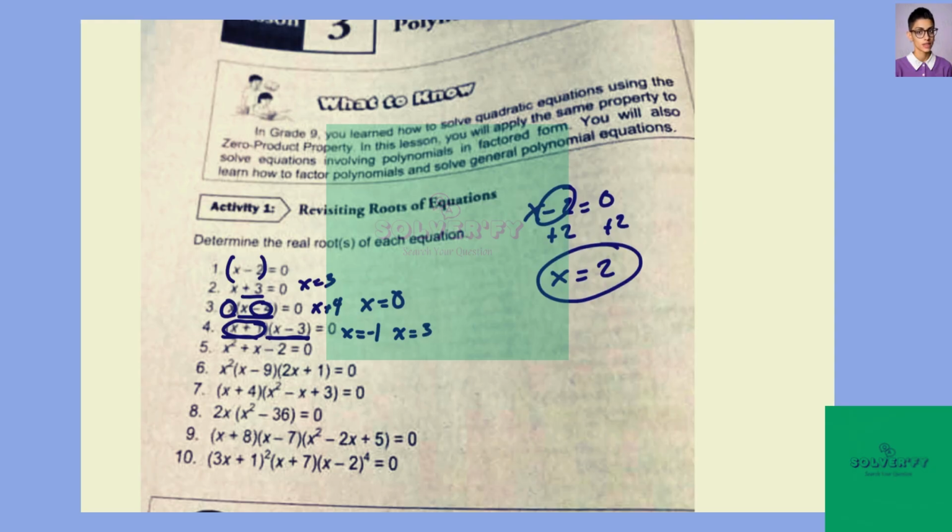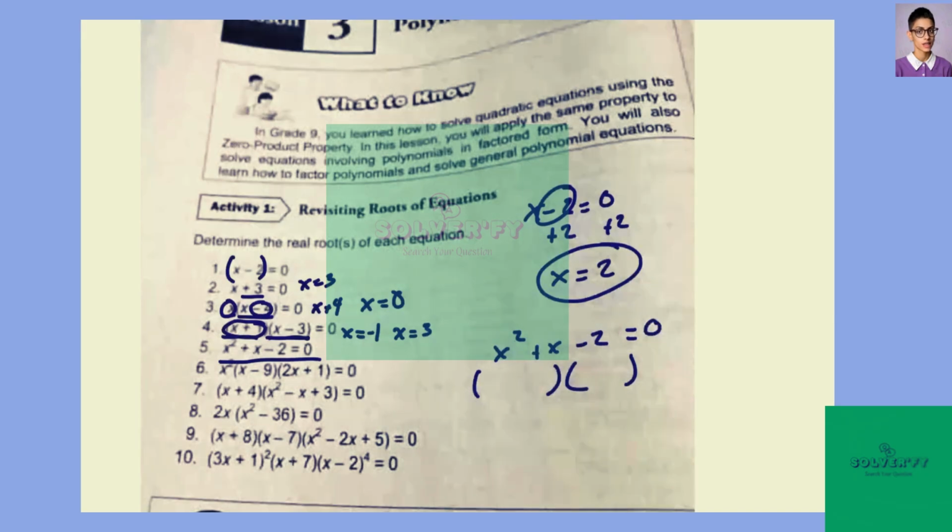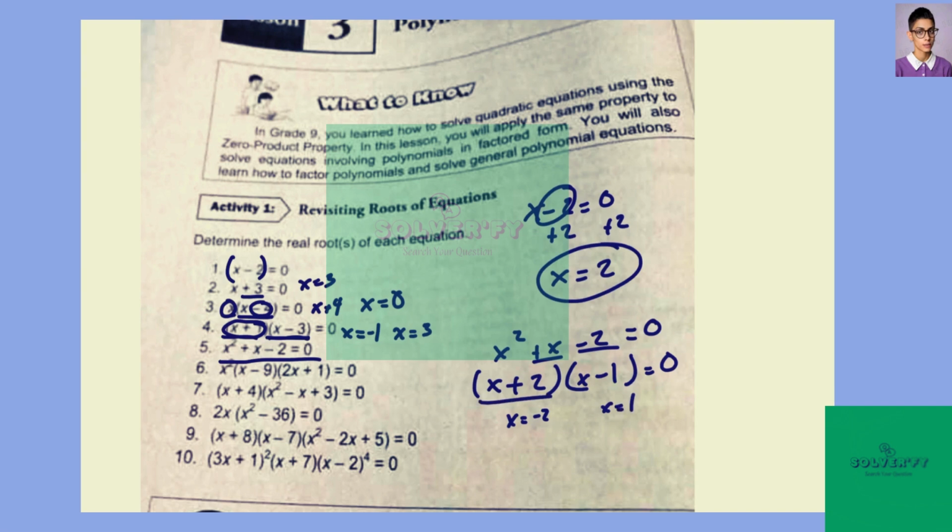On number 5, they haven't factored this one, so we need to factor that first. So factors of -2 that would give you +1. So plus 2 minus 1. And that means my x equals -2 and x equals 1. Set the factors themselves equal to 0.